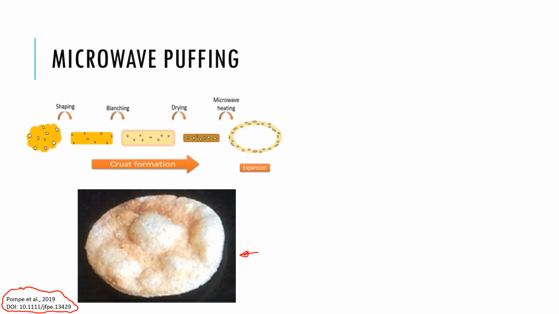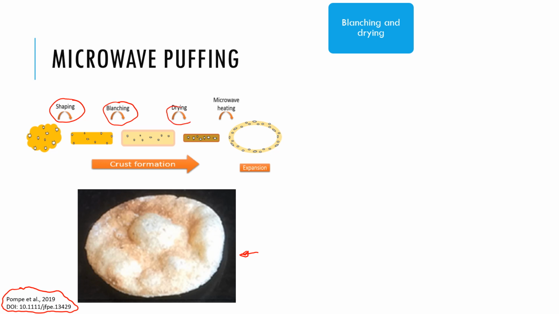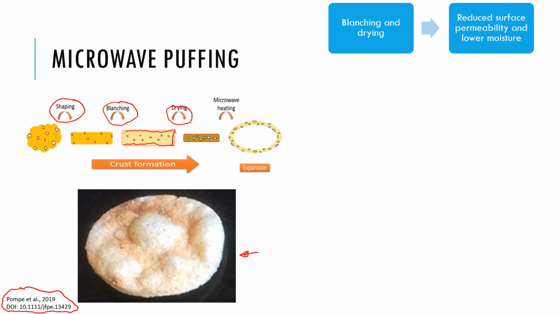And so first we take the dough and we shape it, we roll it, and then we do this blanching and slightly drying. Why? So that the surface permeability is reduced. The surface is made more impermeable. This is to contain the vapor. This is to increase the pressure inside. So then we put it in the microwave.